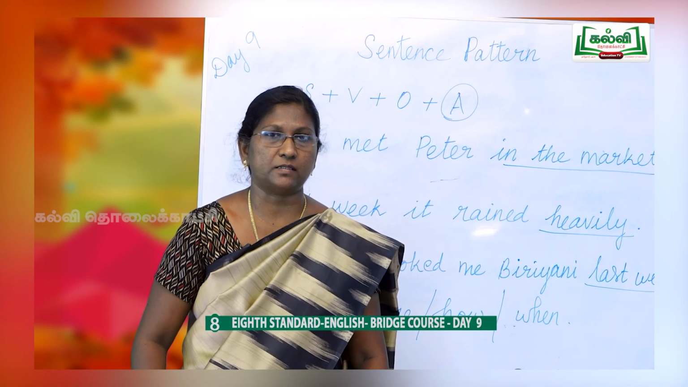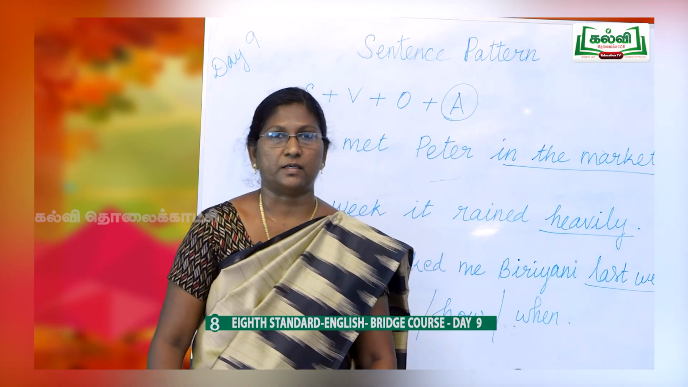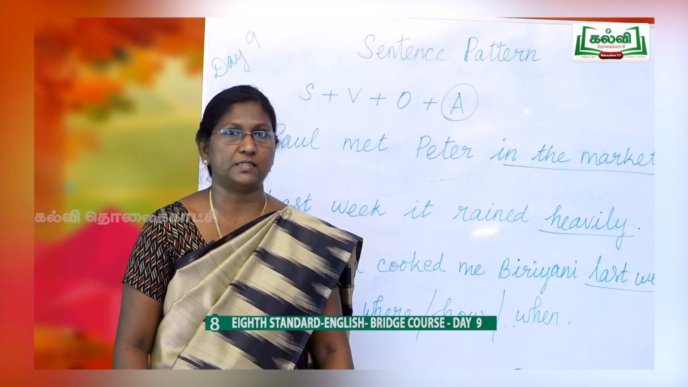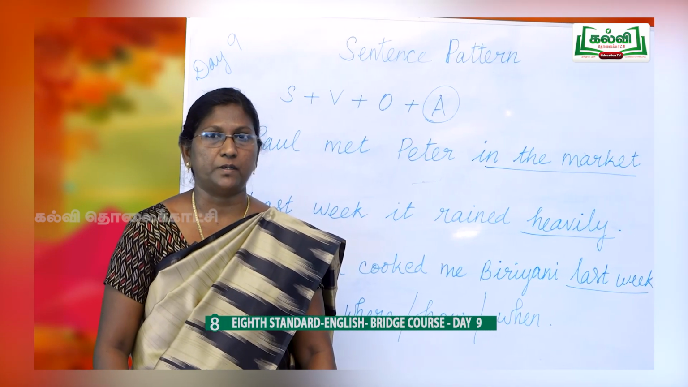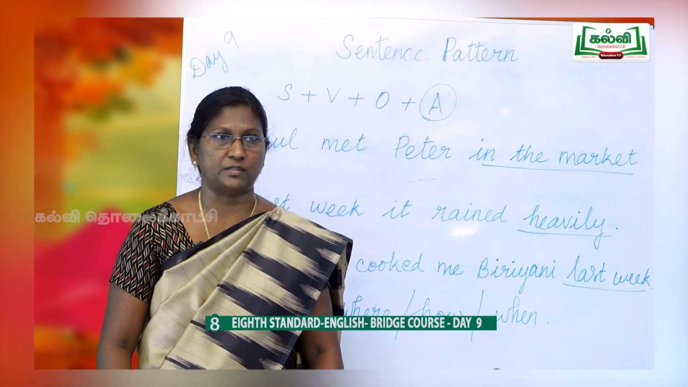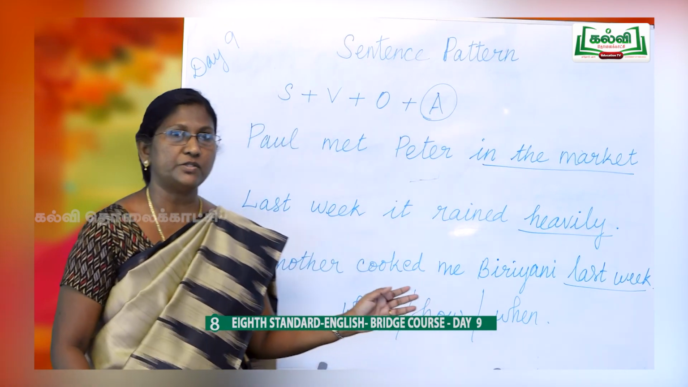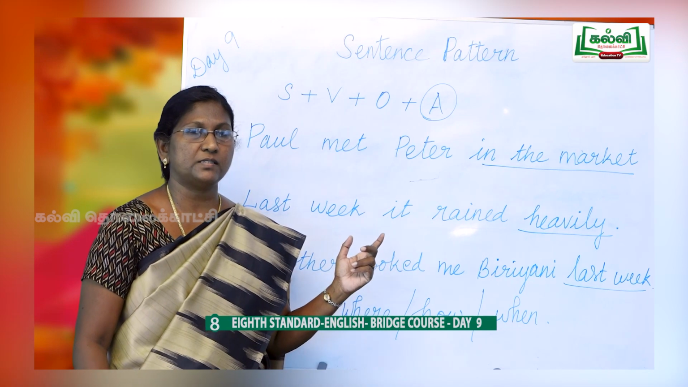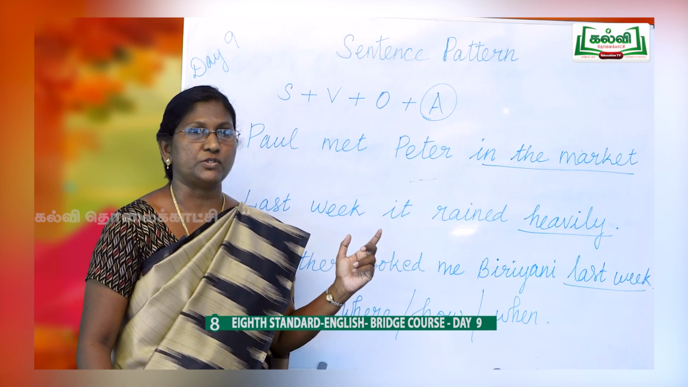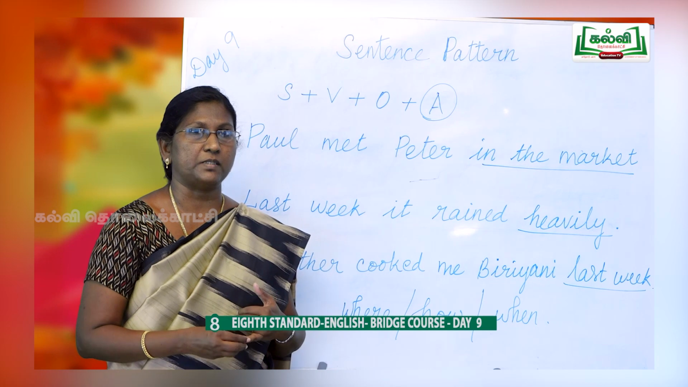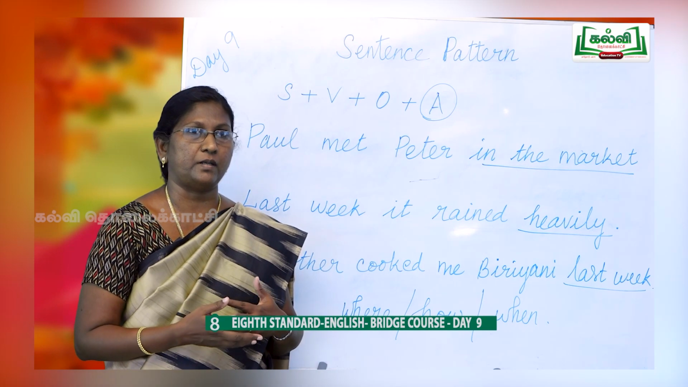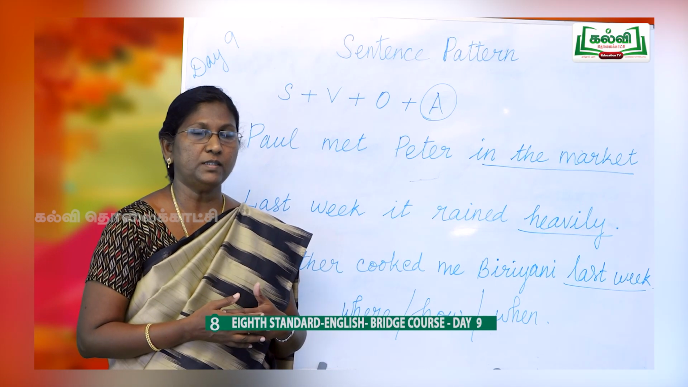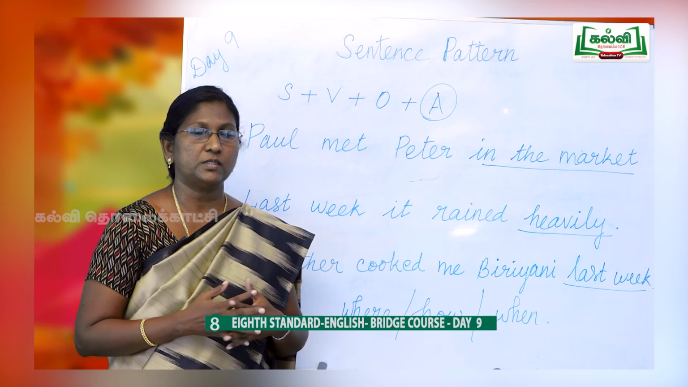The next pattern we are going to see is the SVOA pattern. So subject, verb, object and adjunct. So here this adjunct is new in this pattern. What function does it have in the sentence? An adjunct will show you what time it happened, where it happened, when it happened. All this information the adjunct gives us.